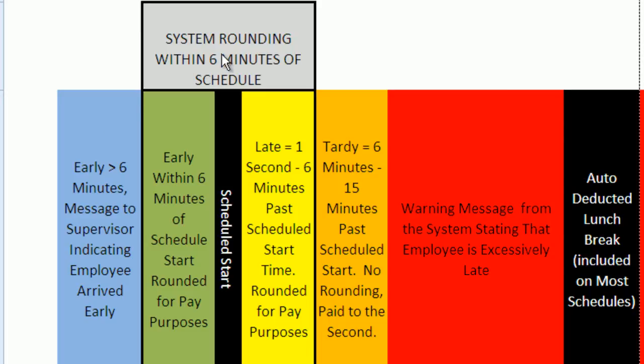Now, the next section I want to look at here is this yellow section. This is where the employee is still going to be paid in full because he's still within the 6 minutes of his scheduled start time, but he's late. So what happens here is the system will record the punch exactly as it is. When it evaluates it, it'll pay him in full as if he was there at exactly his scheduled start time. But it's going to track both the number of times this happens and the number of minutes that it happened for.